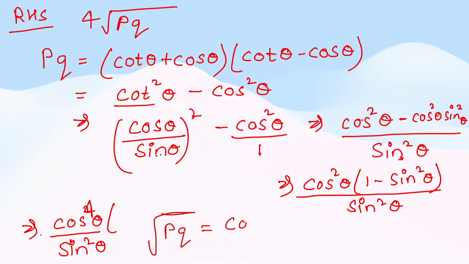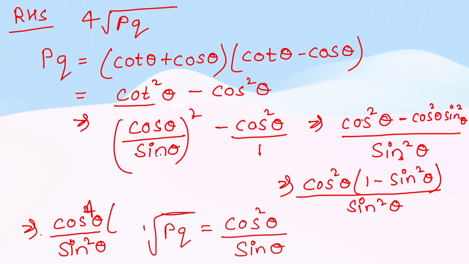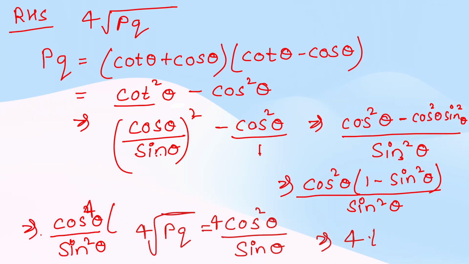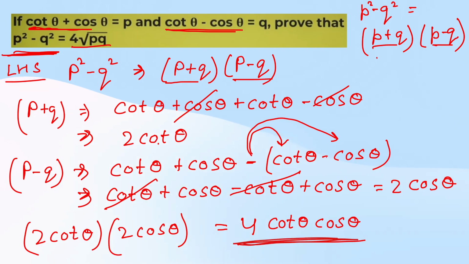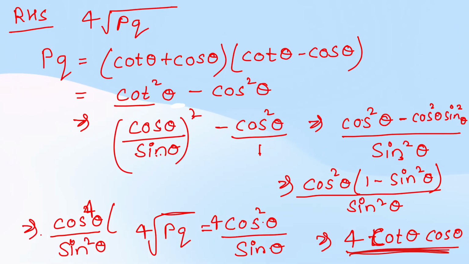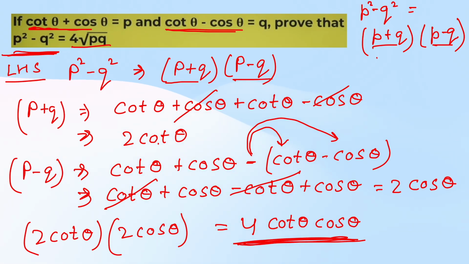Root of this means cos square theta by sine theta, and 4 times of it. It means 4 cos square theta by sine theta, or I can write it as 4 times cos by sine, which is cot theta. So 4 times cot theta and cos theta. And that was your LHS as well. So LHS and RHS both are the same, which means we have proved this result that P square minus Q square is equal to 4 root PQ.